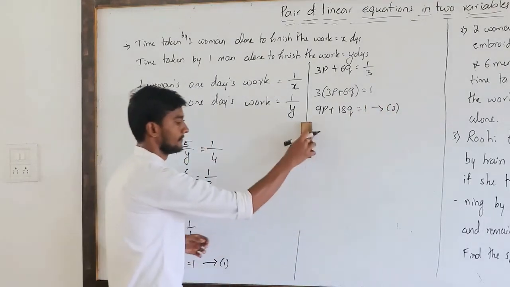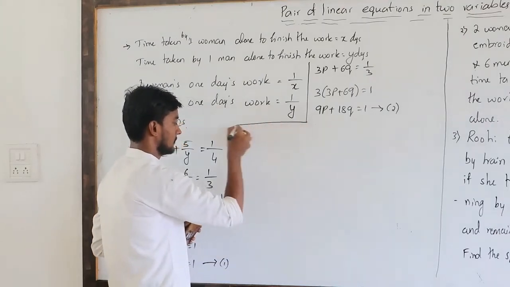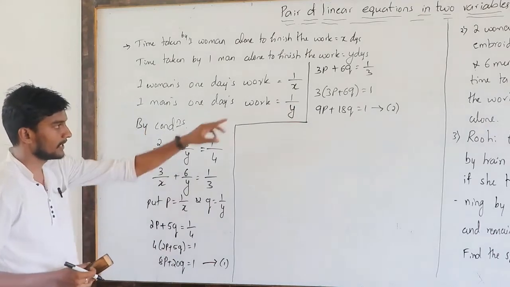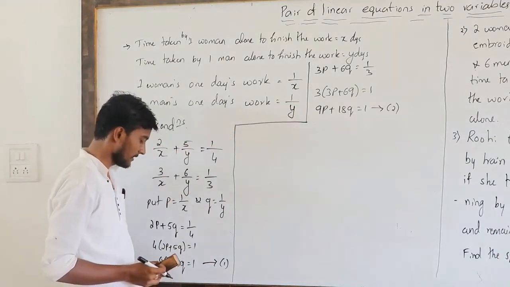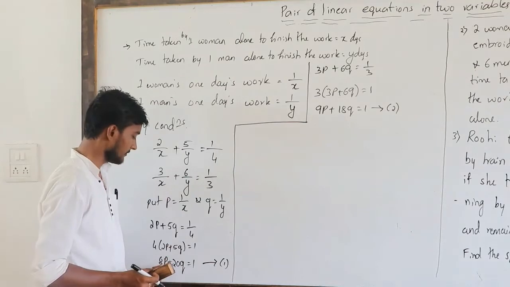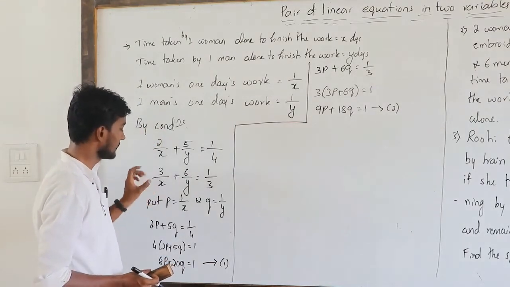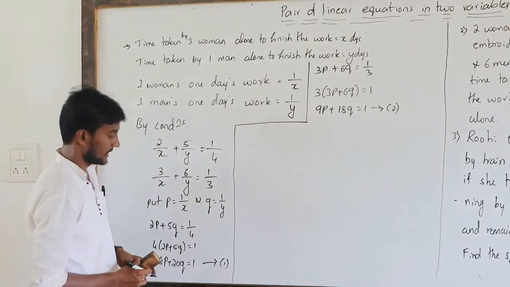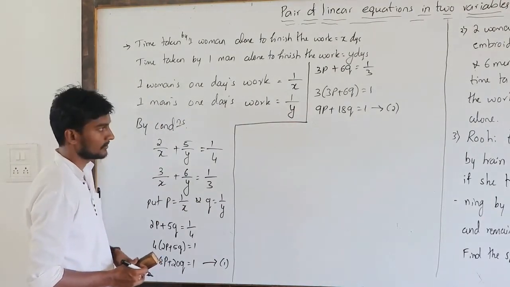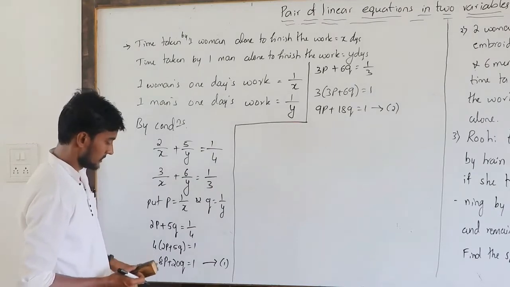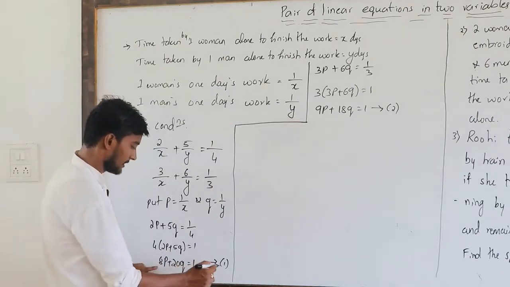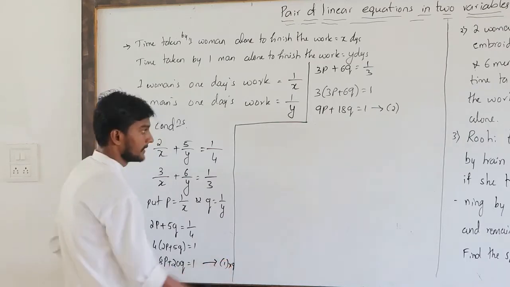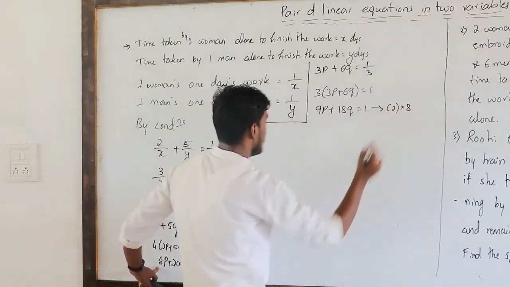So now, next, using equation number 1 and equation number 2, you have to find the value of p and q. So after getting the value of p and q, you are getting the value of x and y. So to get the value, I will use the elimination method. So if you use the elimination method, I want to cancel p. For this, I will multiply 9, and for this, I will multiply 8.